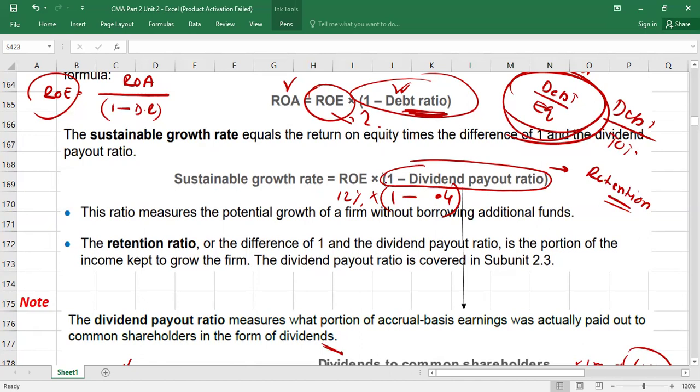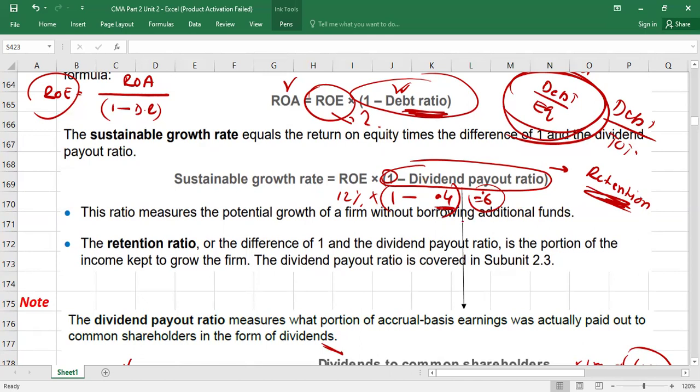Okay, let's assume your profit is $1. Dividend payout ratio is 40%, say 0.4. So 1 minus 0.4 will be 0.6. It means 60%, or 0.6, is your retention value, right? So this is actually retained earnings. 1 minus dividend payout ratio gives you the value for retained earnings.